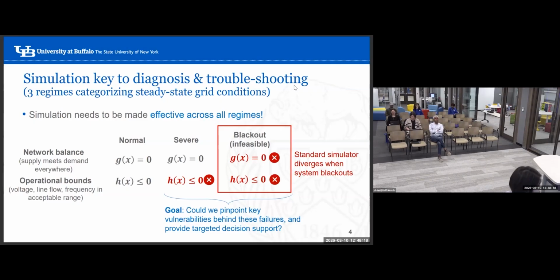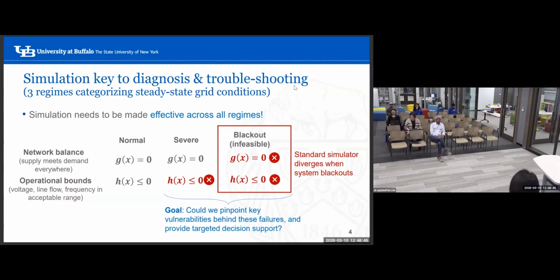One is the normal condition, which means the system satisfies equality constraints, which represents balance. And the balance means the supply must meet the demand everywhere. And we also have inequality constraints that represent some operational bounds. For example, the voltage, the frequency, and some line flows must be bounded within an acceptable range. In a normal condition, all of them are satisfied.